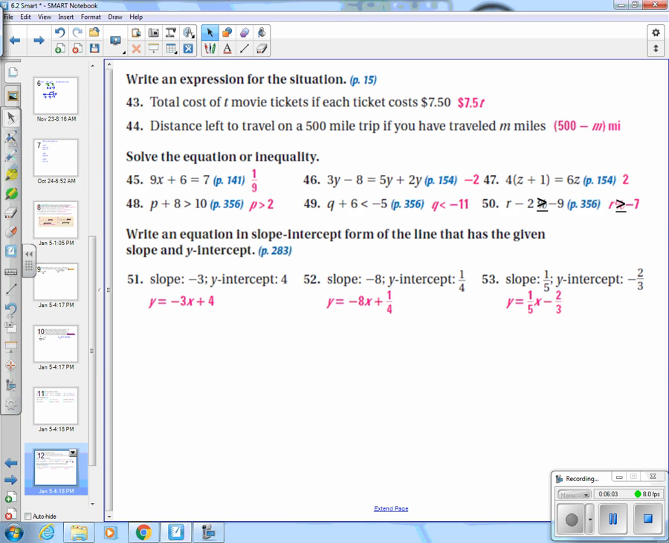And a few more practice problems here for you, writing equations, etc., that have slope and y-intercept, just solving inequalities. Good luck on your homework.